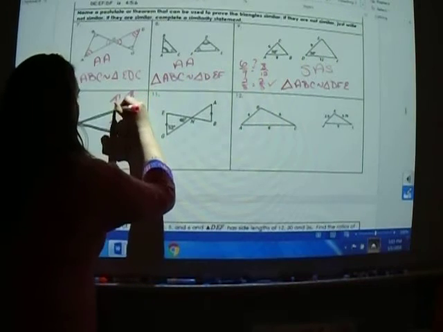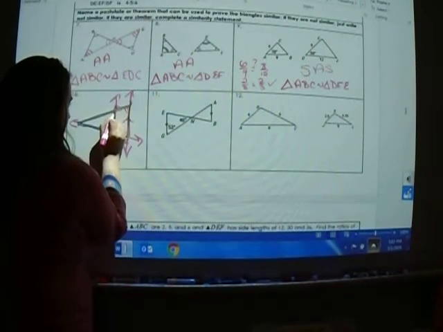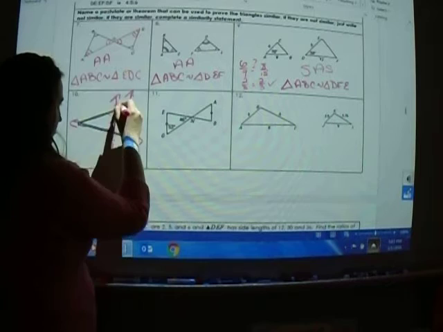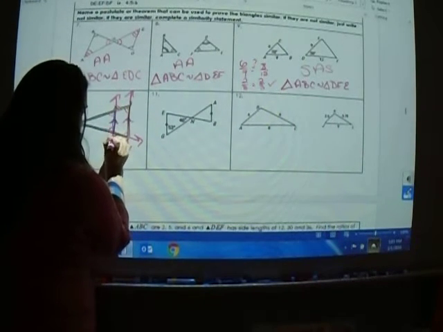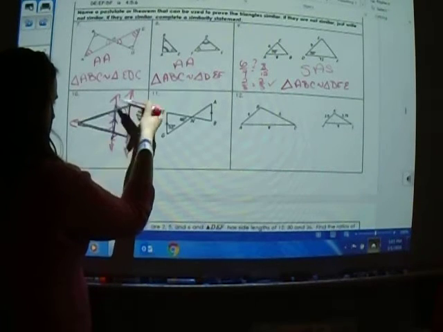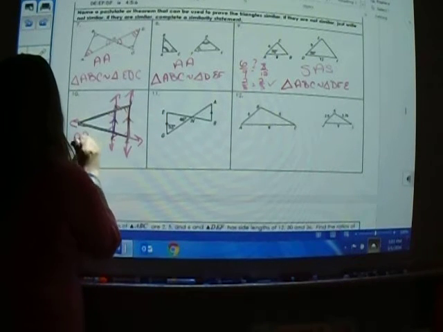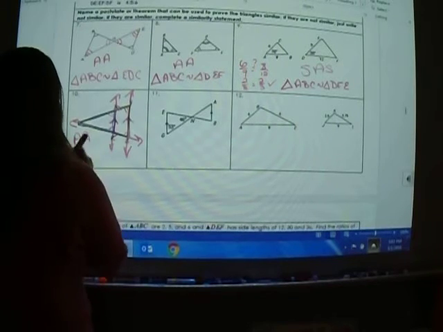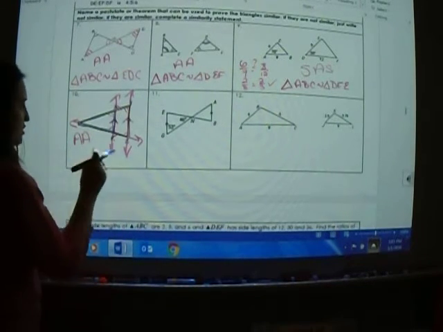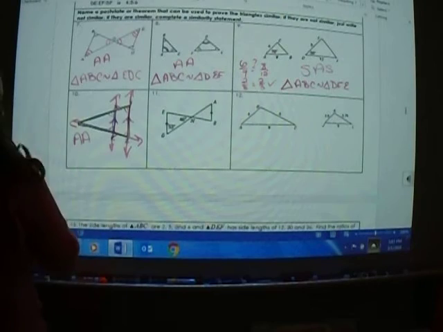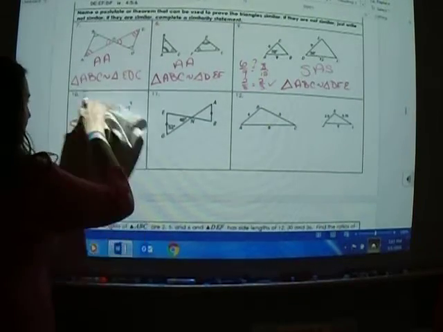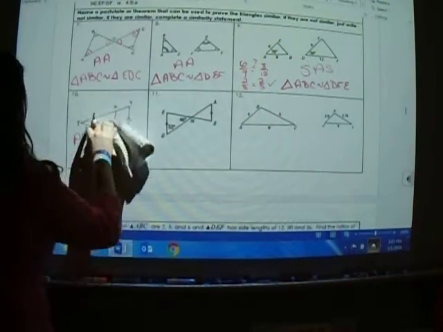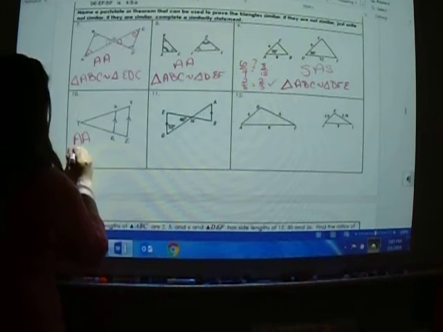Because these are vertical angles, this is also going to be like that. And this is going to be congruent to this angle. So this is the angle-angle postulate. I'm sorry, I'm going to have to erase what I wrote. So finish marking it if you can, in order to do a similarity statement. I can't see a thing that I did, so sorry about that.